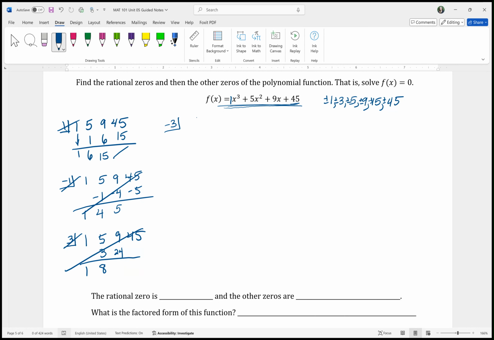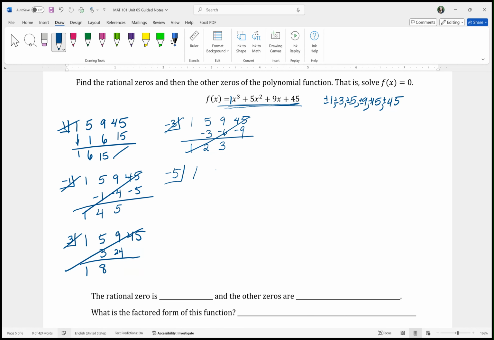Okay, so this is going to be 1, 5, 9, 45. 1, negative 3 times 1 is negative 3. 5 minus 3 is 2. Negative 3 times 2 is negative 6. 9 minus 6 is 3. Negative 3 times 3 is negative 9. Still not working. But I'm not going to try 5, right, because it's positive. So we're going to do negative 5.